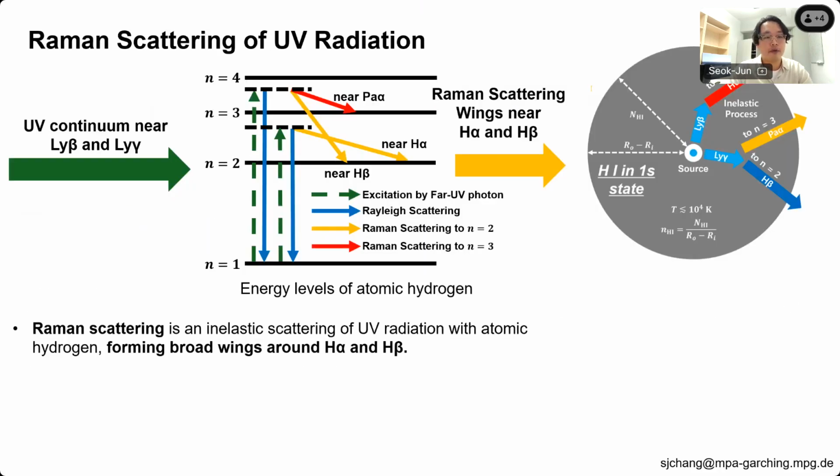Another scattering process is Raman scattering. This is quite an interesting feature. The UV continuum near the Lyman series can also interact with atomic hydrogen. Through the interaction with the ground state electron, the electron is excited to a state like n equals 3 or 4, and then de-excited to an intermediate state. This means Raman scattered Lyman beta photons can make an H alpha wing. In the case of Lyman gamma, it can make an H beta wing.